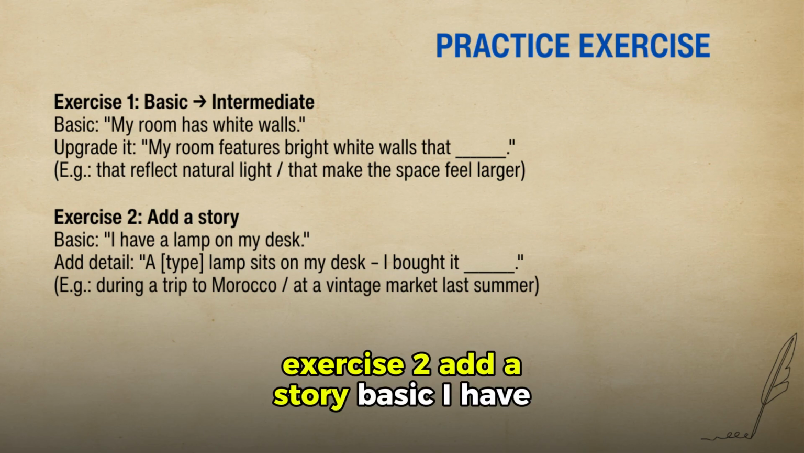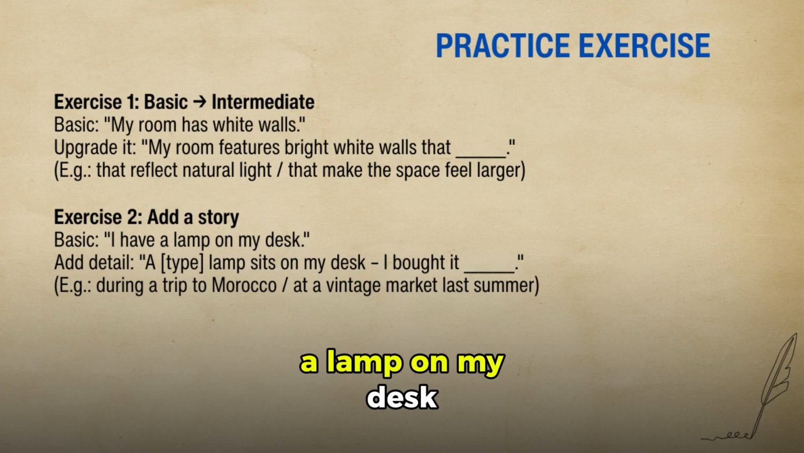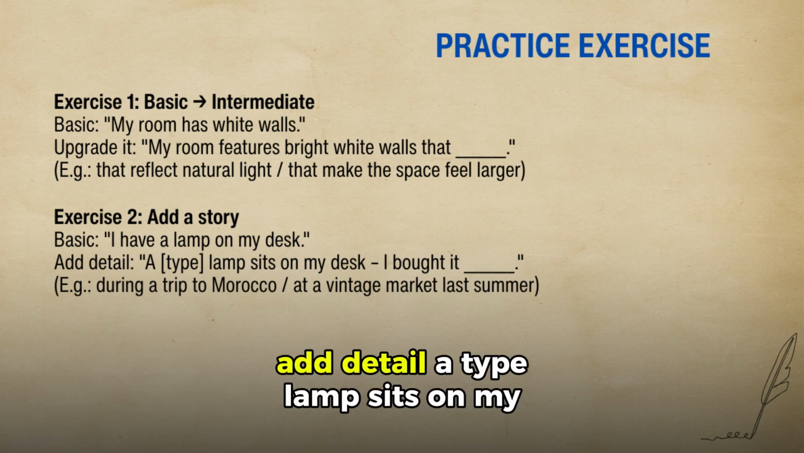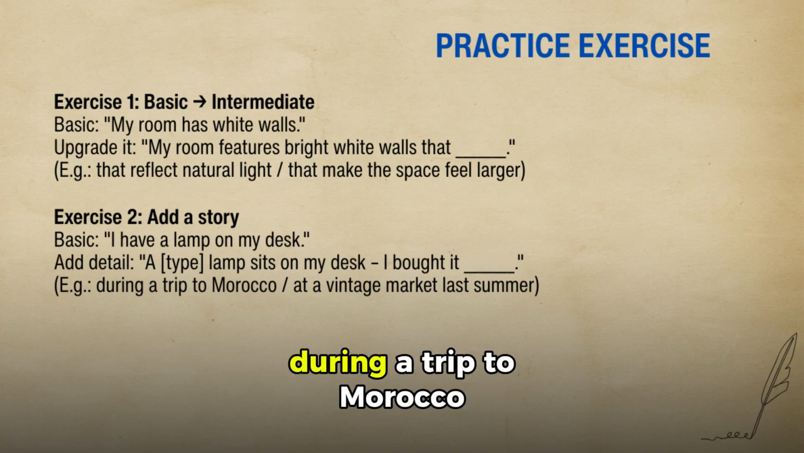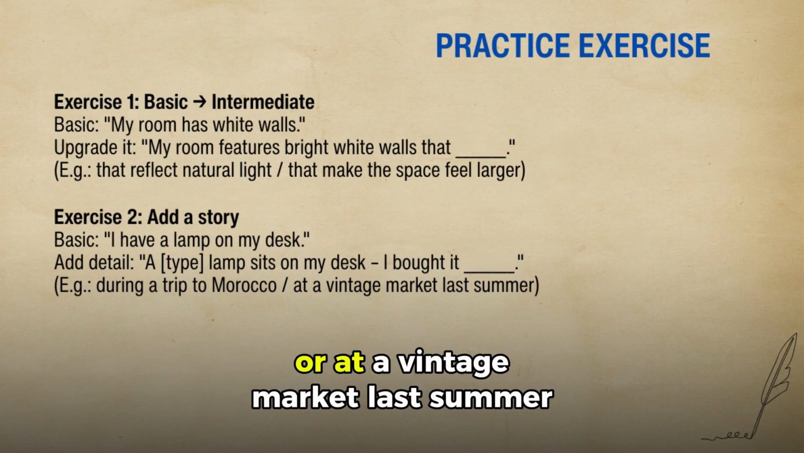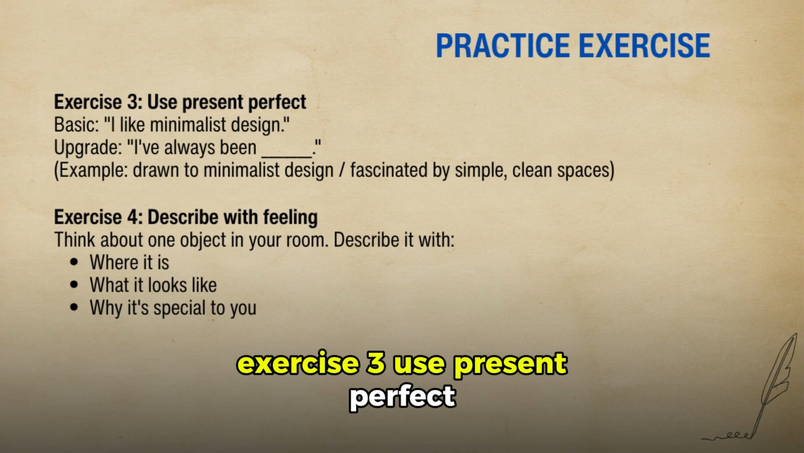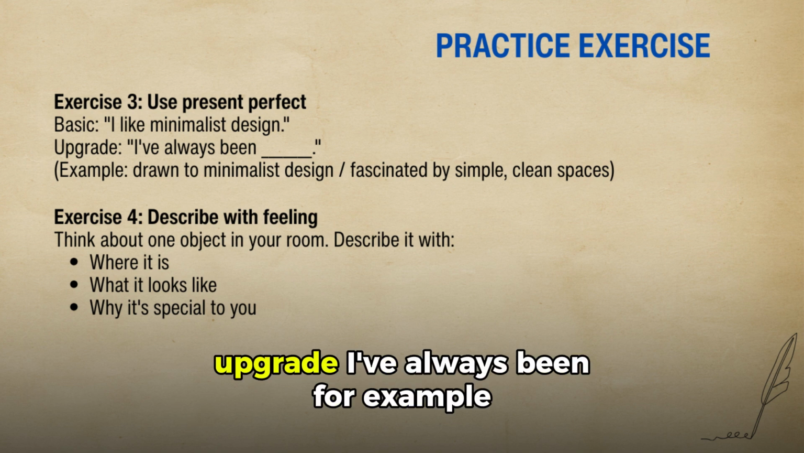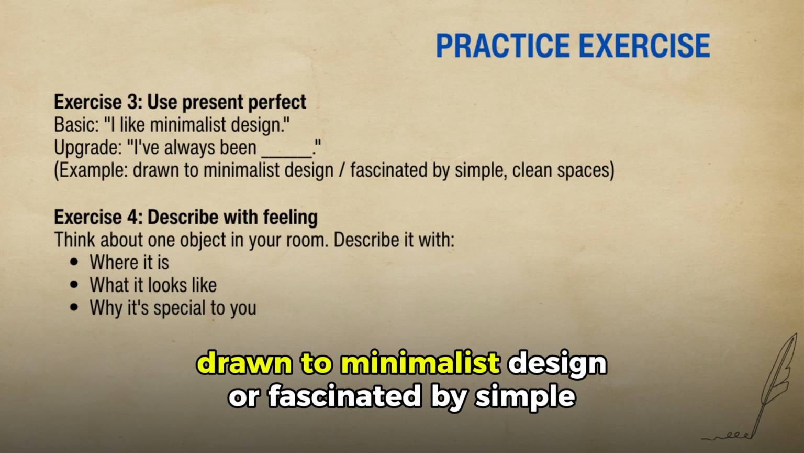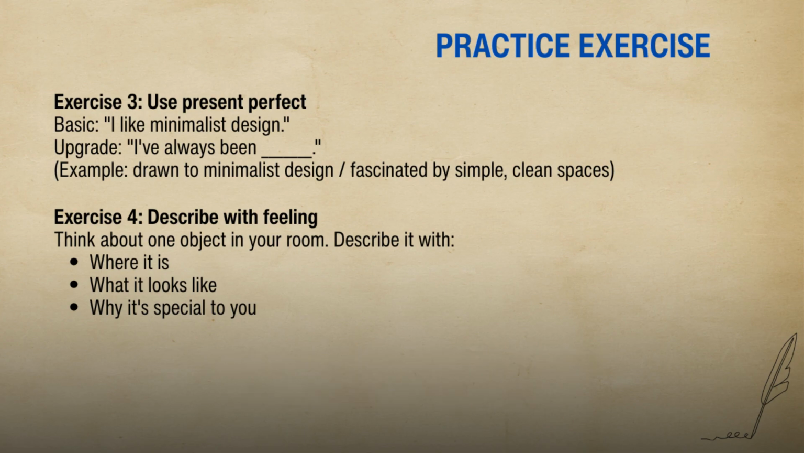Exercise 2. Add a story. Basic. I have a lamp on my desk. Add detail. A type lamp sits on my desk. I bought it, for example, during a trip to Morocco or at a vintage market last summer. Exercise 3. Use present perfect. Basic. I like minimalist design. Upgrade. I've always been, for example, drawn to minimalist design or fascinated by simple, clean spaces.